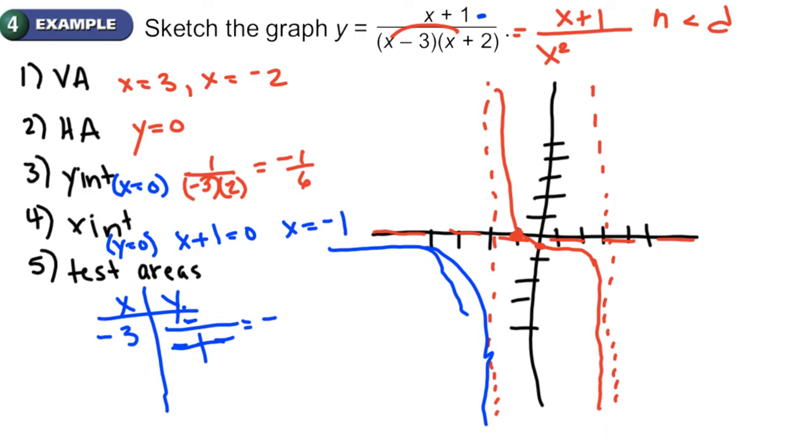And then we want to test something over here. So we have 1, 2, 3, 4, 5. So we put 5 in. 5 plus 1 is positive. 5 minus 3 is positive. 5 plus 2 is positive. So positive over positive is positive, obviously. So then there you go. Now you have the sketch of your graph.